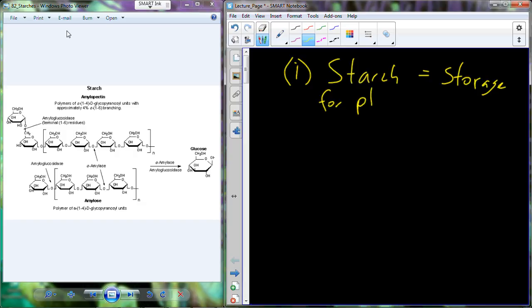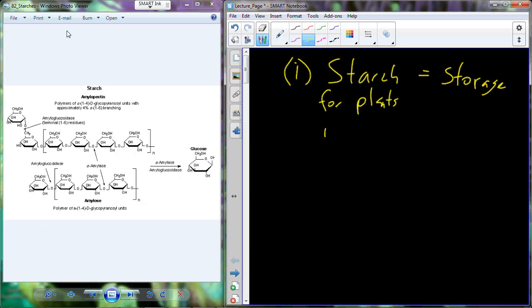If I were to ask what you associate starch with, you'd probably tell me potato, right? So we know that it's a storage molecule for plants like potatoes. I have a picture on the board here of a couple different types of starches, and there are two that you need to be familiar with. One of them is amylose, O-S-E, and the other is amylopectin.